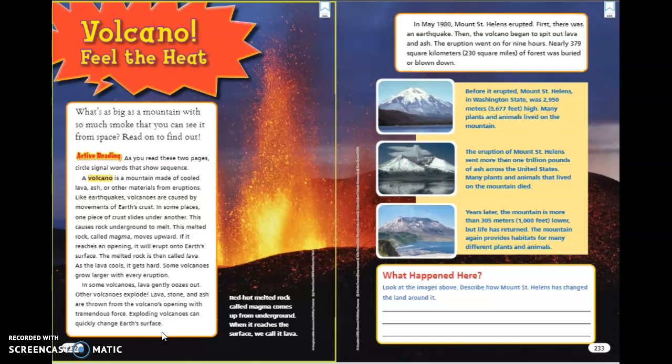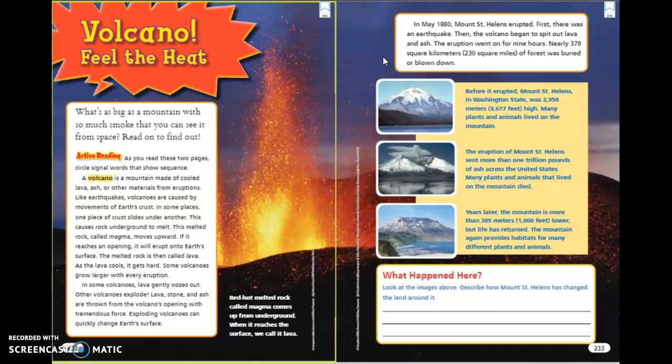Okay, the sequence word that you should have found was the word then. Let's go and look at the caption over here that's referring to the picture. Red hot melted rock called magma comes up from underground. When it reaches the surface, we call it lava. So this area up here would be called lava.